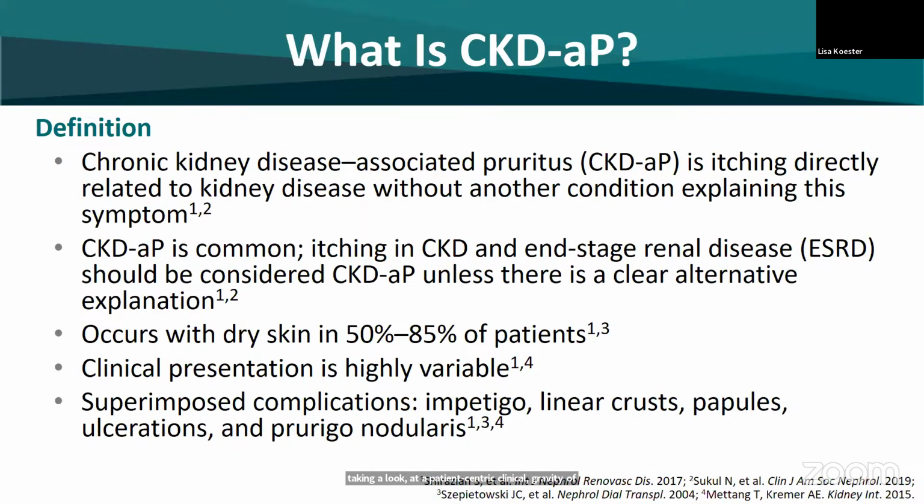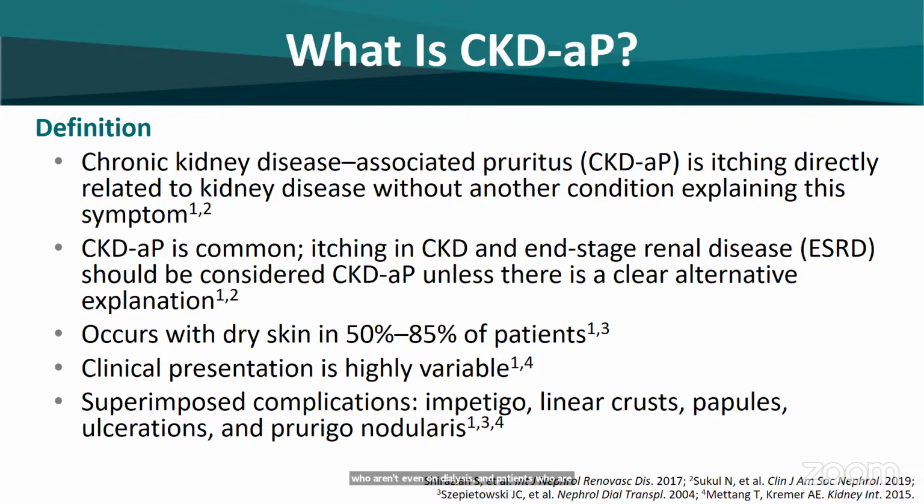So how would we define this? Chronic kidney disease associated pruritus is basically itching directly related to kidney disease, without any other condition explaining this symptom. For our patient population, it is common. Itching is common in chronic kidney disease, for patients who aren't even on dialysis, and patients who are end-stage renal disease are also itching as well.